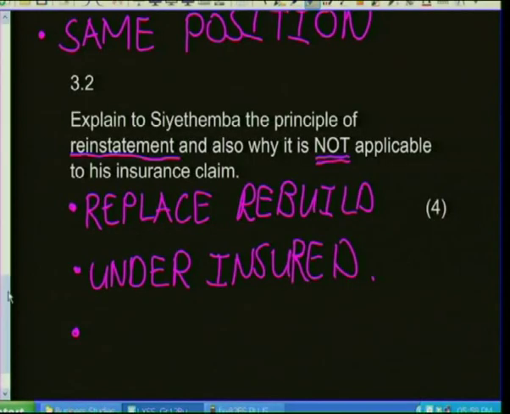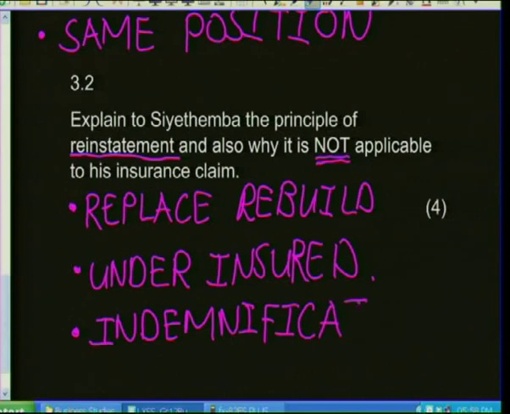So for 4 marks, you can talk about the fact that indemnification, I'm going to write this here for you as well. Indemnification says that you will not make a profit out of insurance. All right, indemnification. Wow, that's a long word, and it's even spelled right. Indemnification says you will only be put into the same position that you were before this loss happened. You cannot be better off.